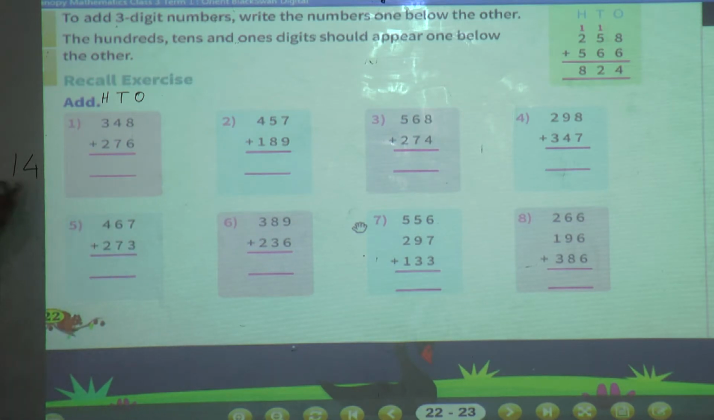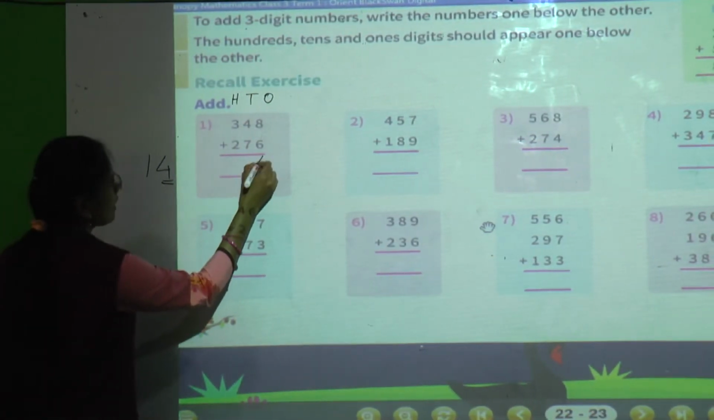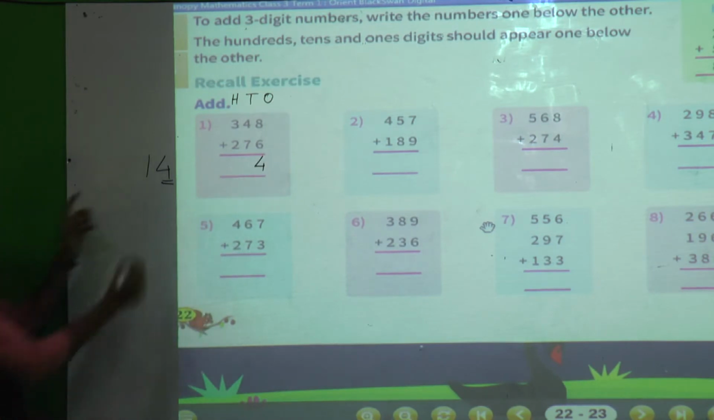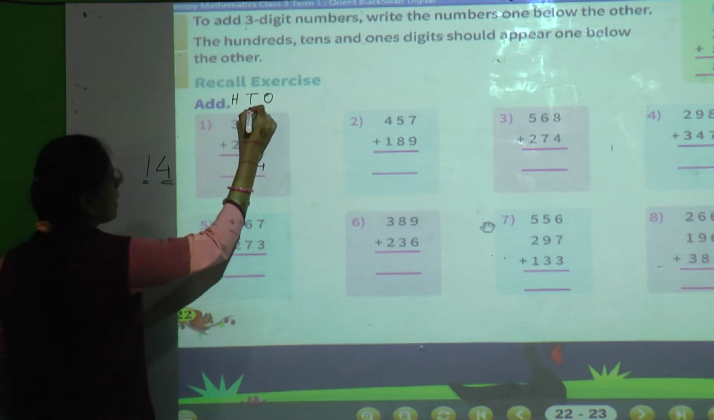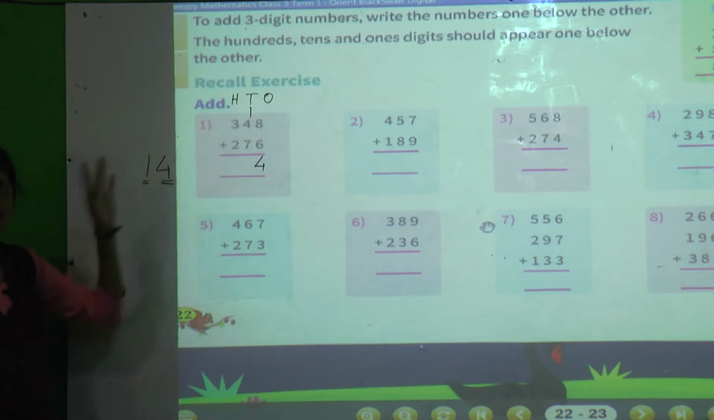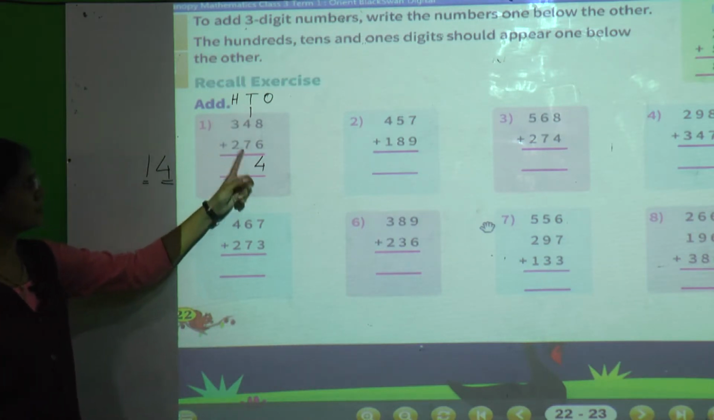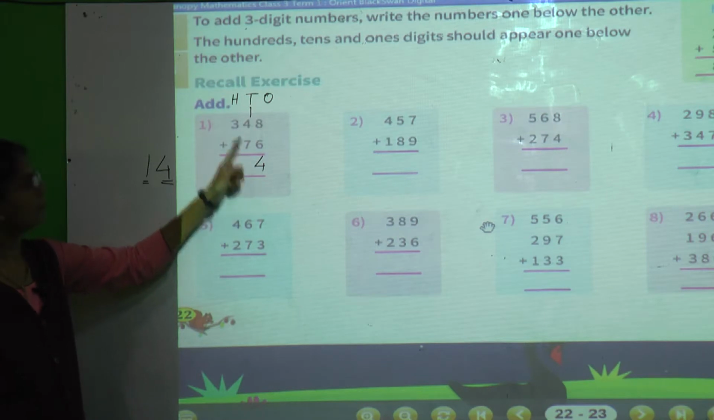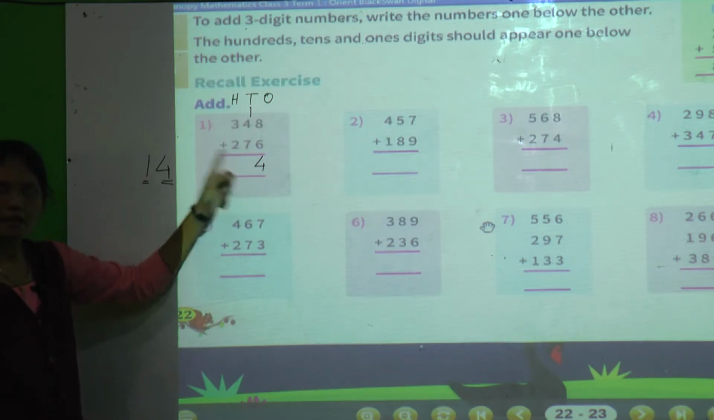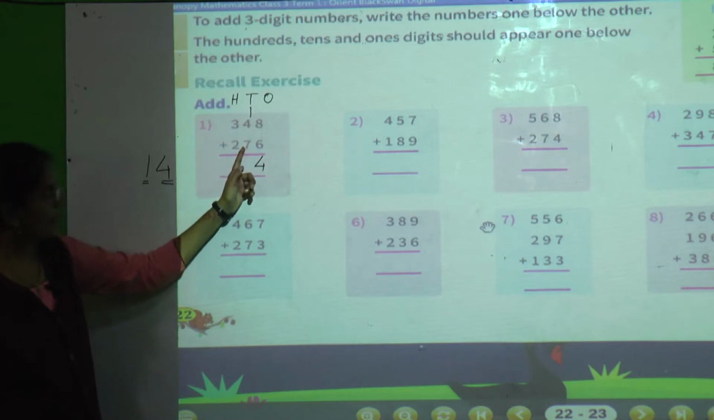Now see here, 14 is again a 2-digit number. Okay. So this 4 we should write here and this 1 we have to give as a carry to the next place. Okay. Now we will move to the tens place digit. If we see the tens place digit, here 3 numbers are there: 1, 4, 7. Okay. Now all these 3 numbers we have to add.